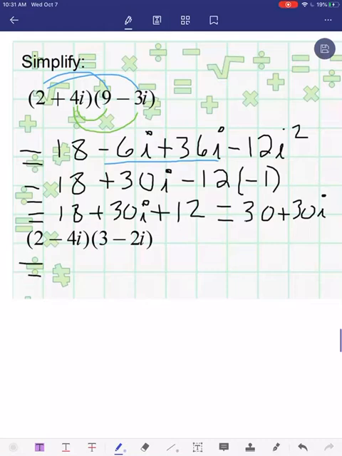So on our next one, we're going to do the same thing. So we're going to do 2 times 3, which gives us 6. 2 times -2i is going to give us -4i.